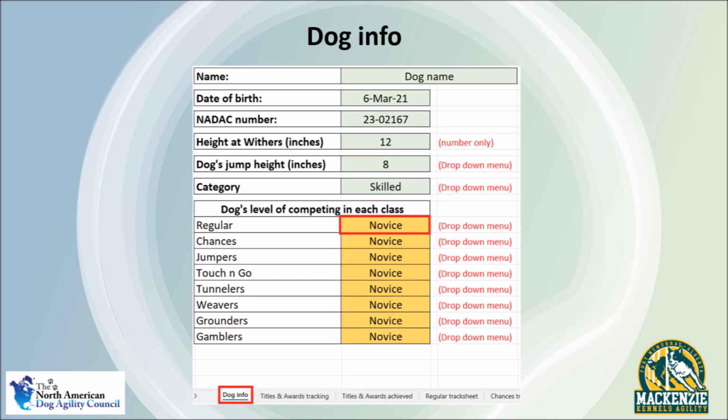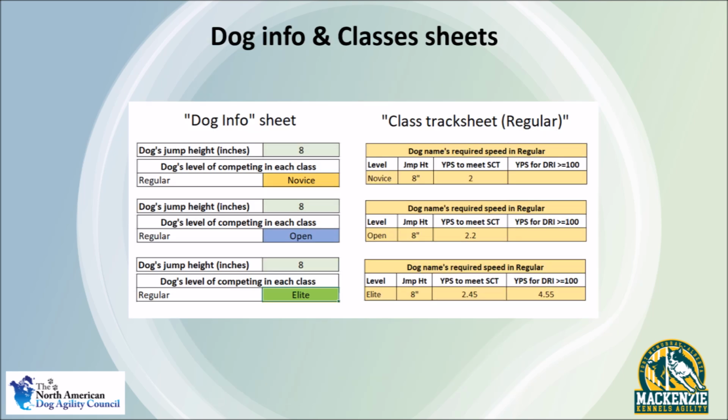And this is done for all the classes individually: regular, chances, jumpers, touch and go, tunnelers, weavers, grinders and gamblers, because you can run your dog on different levels for each class. The level that you choose for each class, as well as the jump height that you select, is used for calculations on each track sheet.